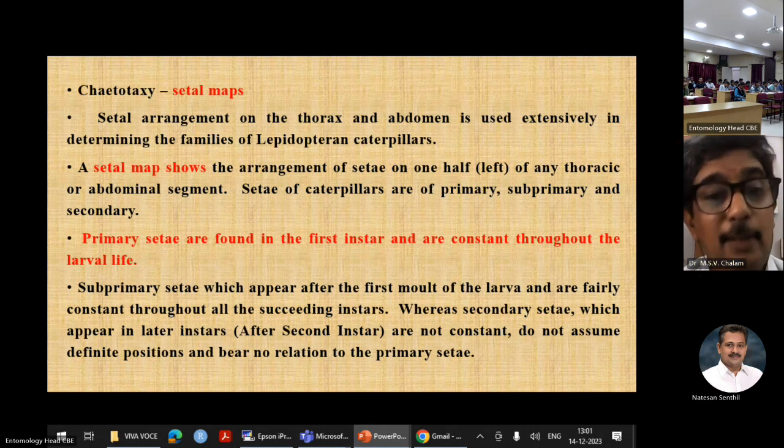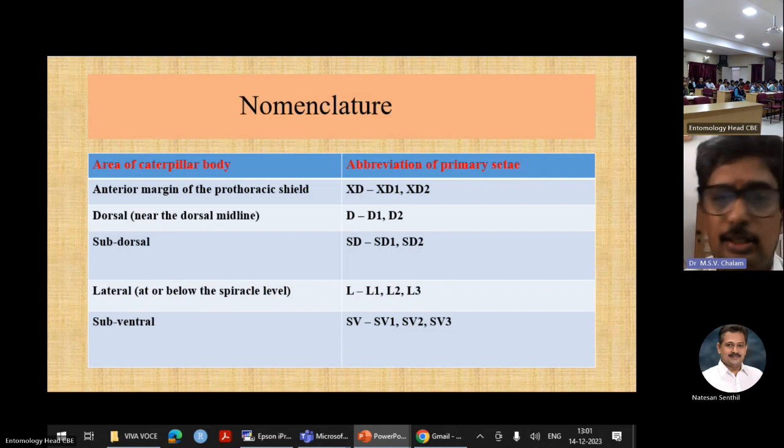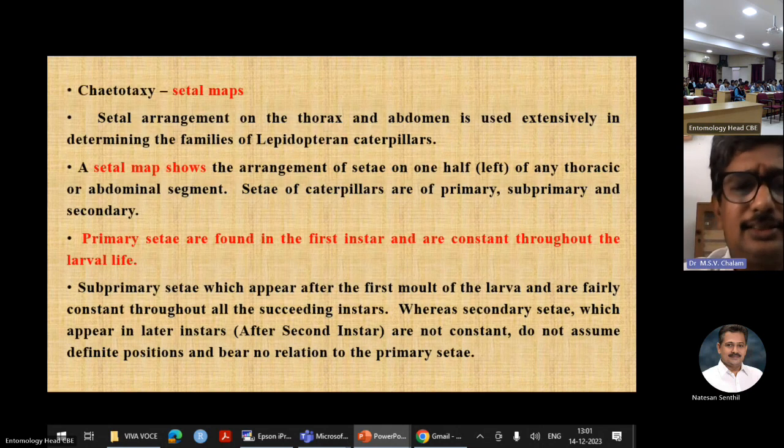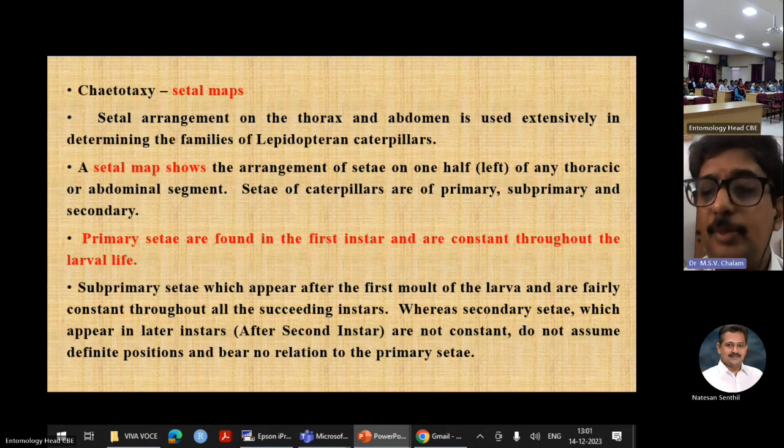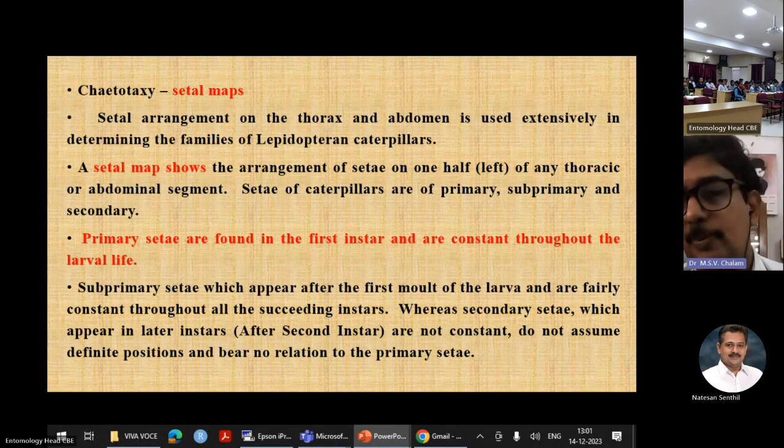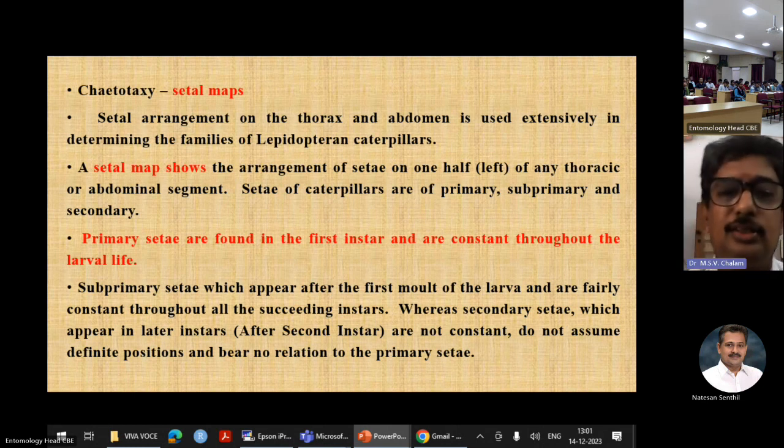Subprimary setae appear after the first molt, that is, during the second instar larva. Just like the primary setae, the position of the subprimary setae is also constant throughout the larval life.